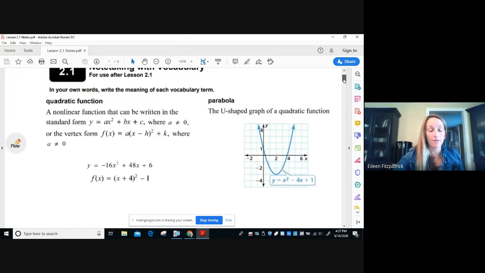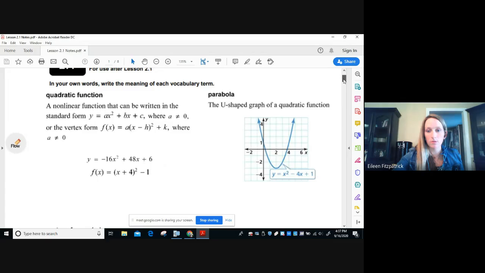f of x equals a times the quantity x minus h squared plus k. Just like we have different forms of a linear equation, slope-intercept form, point-slope form, standard form, each form gives us different bits of information that we can quickly retrieve. So vertex form of a quadratic function allows us to identify the vertex very easily and also talk about the shifting of the graph.